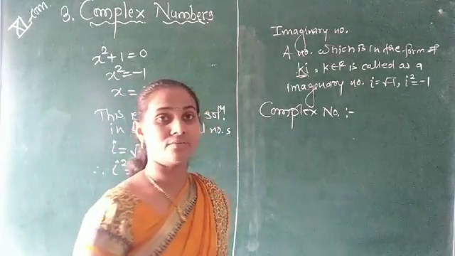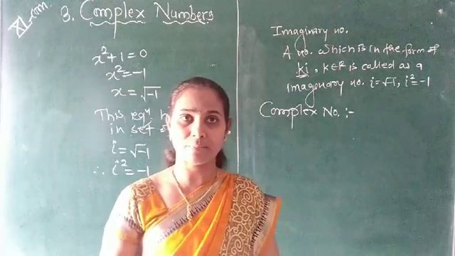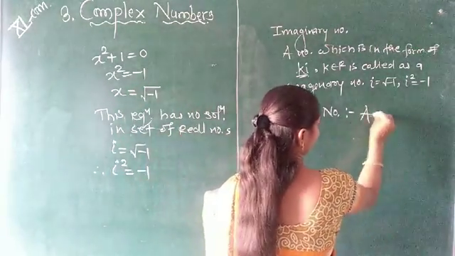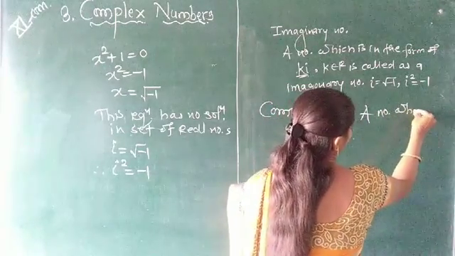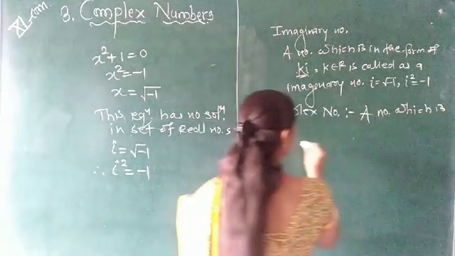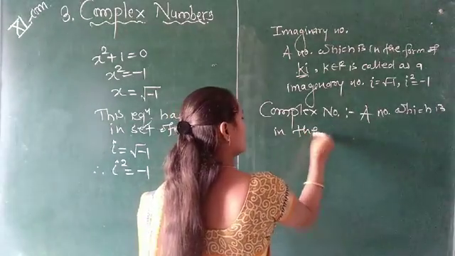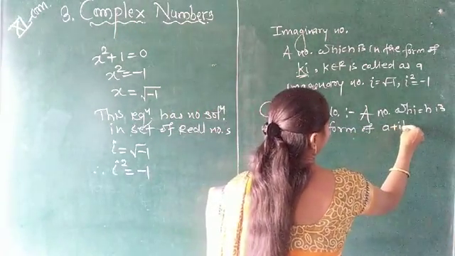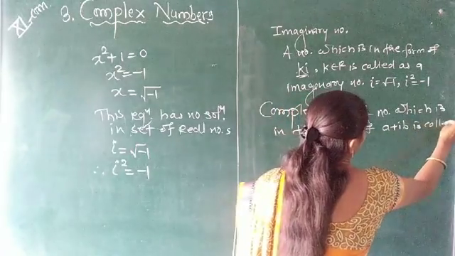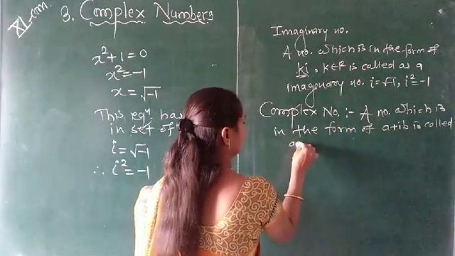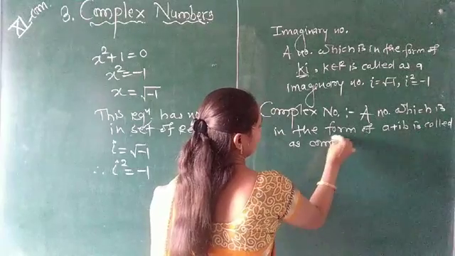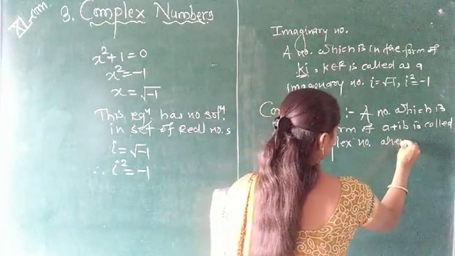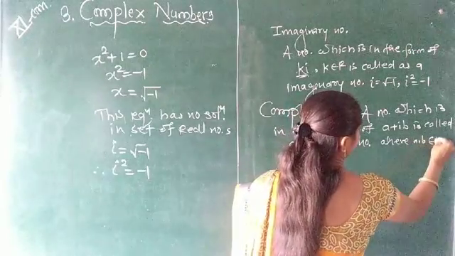Now we define our complex number. What is meant by complex number? A number which is in the form of a plus ib is called a complex number, where a, b belong to R.